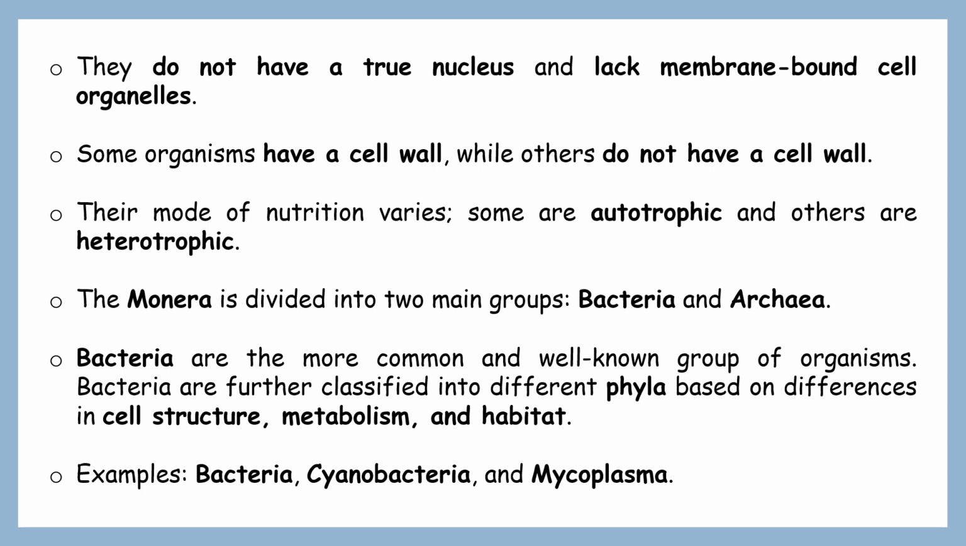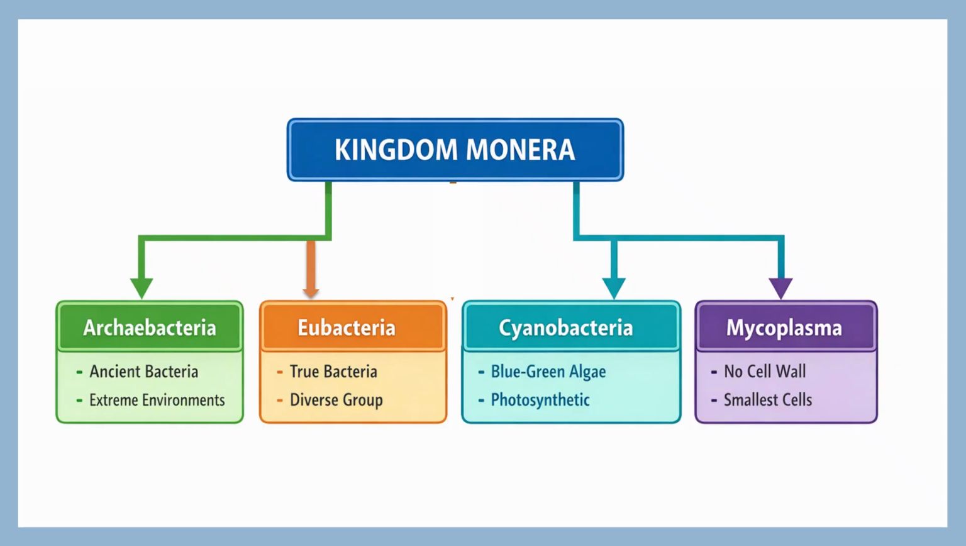Bacteria are the more common and well-known groups of organisms. Bacteria are further classified into different phyla based on differences in cell structure, metabolism, and habitat. The examples for this kingdom are bacteria, cyanobacteria, and mycoplasma. Kingdom Monera is further divided into Archaebacteria, Eubacteria, Cyanobacteria, and Mycoplasma.